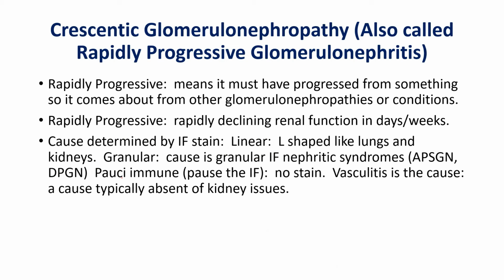The last one is pauci-immune. Remember I said P is for pause, like stopping something. So you're stopping the immune response. So you don't have any stain. So you put the IF stain into their body, it goes to the kidneys, nothing stains, that neon green color. If that happens, vasculitis is the cause. How do you remember that?